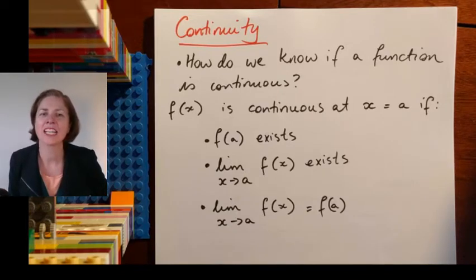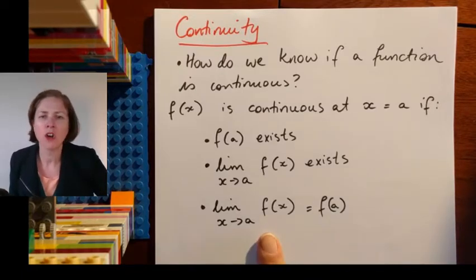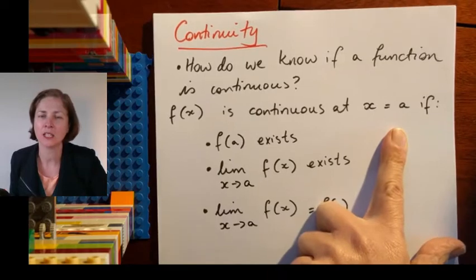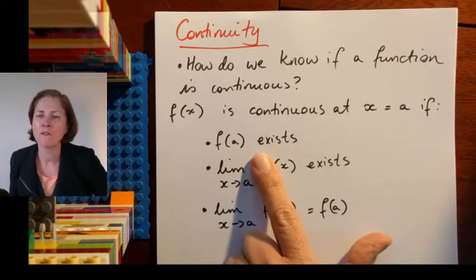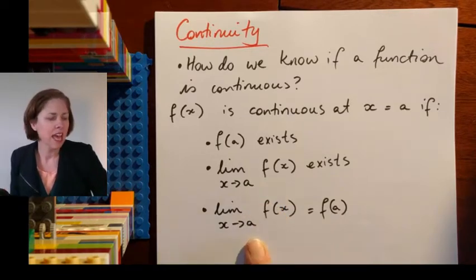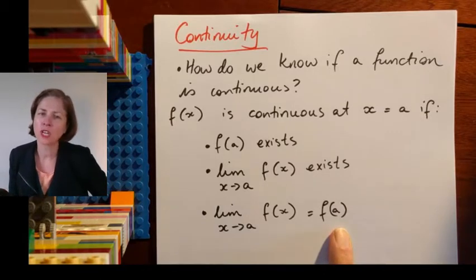Today we're looking at continuity and we're answering the question, how do we know if a function is continuous? So I've got three criteria written down there for you. The first is f of x is continuous at the point x equals a if f of a exists, if the limit as x approaches a of f of x exists, and if that limit equals f of a. And we're going to look at some graphs in order to determine what that means.